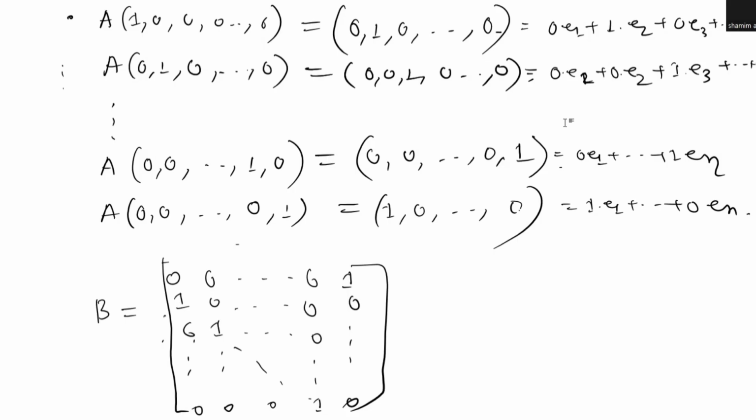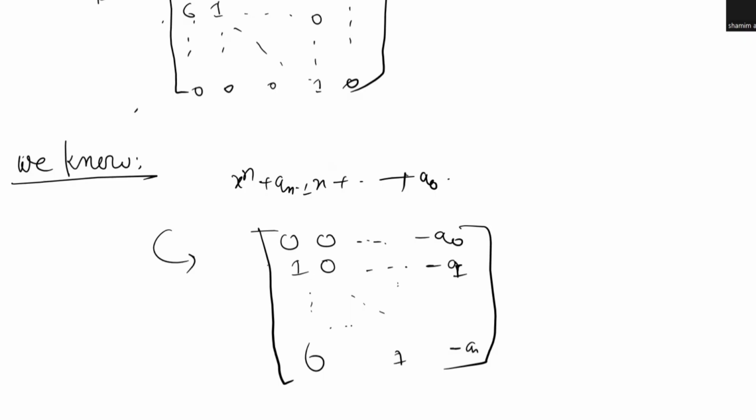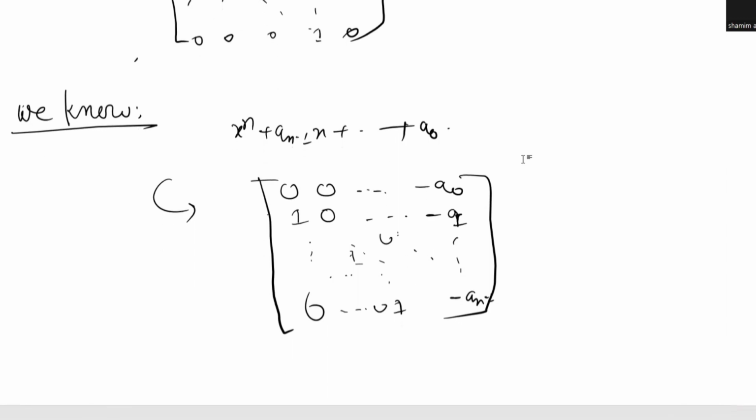We also know that any monic polynomial, suppose x to the power n plus a(n-1) x^(n-1) plus ... plus a0, is written in matrix form as its companion matrix: the first row is 0, 0, ..., minus a0, then 1, 0, ..., minus a1, and so on, with 1s on the lower diagonal and the last column minus a(n-1). And we also know that this monic polynomial is the minimal polynomial of this matrix.